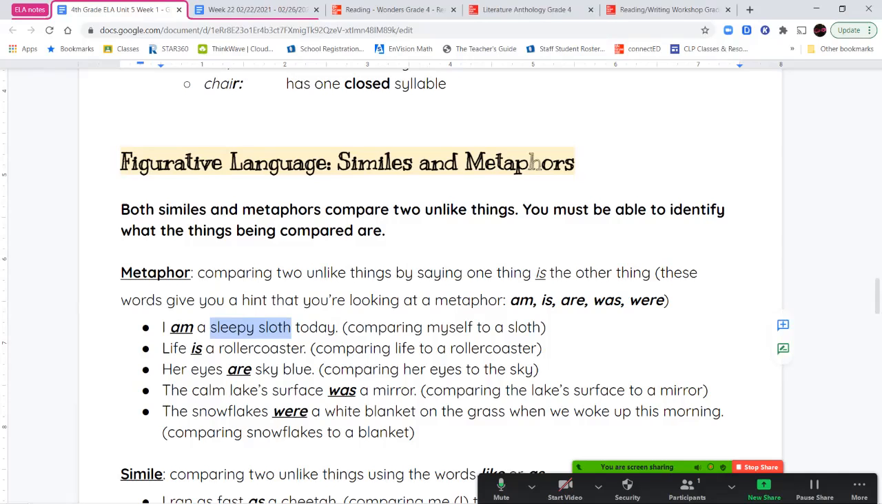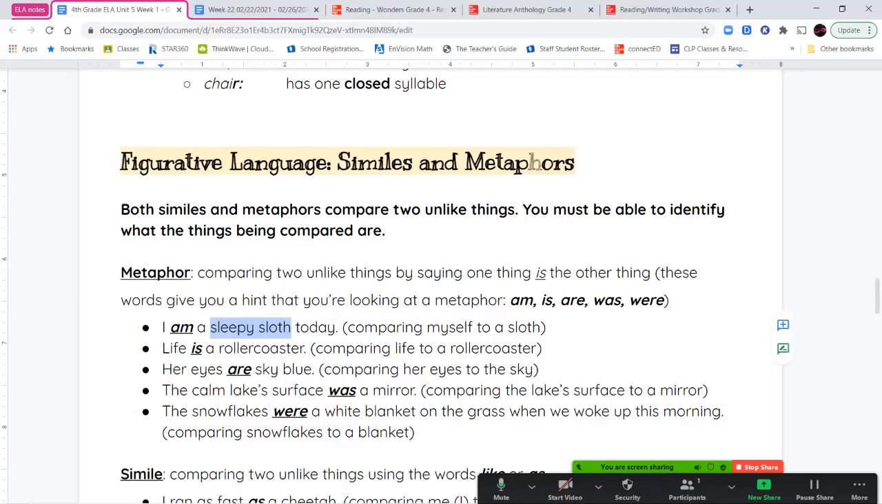So my clue word is. So what came before it? Life. So I know I'm comparing life to something. What am I comparing life to? What's coming after that clue word is the word roller coaster. So I'm comparing life to a roller coaster. If I say her eyes are sky blue, I'm comparing her eyes. Are is my clue word, right? And I'm comparing them to the color of the sky.